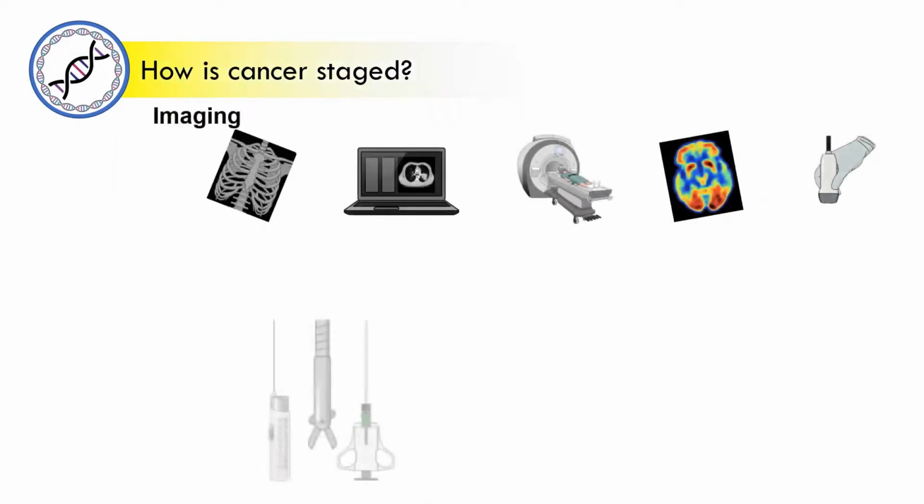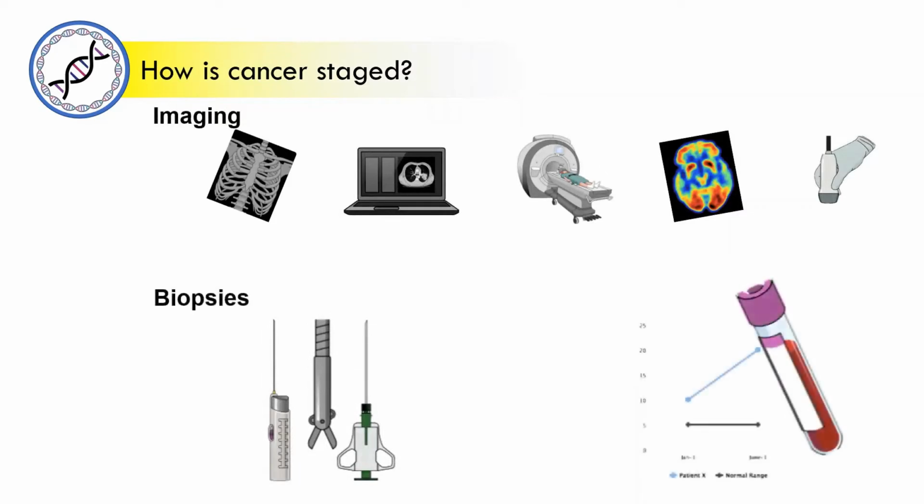How is cancer staged? Several different investigations can be used to help stage cancer depending on the type. These include imaging such as X-ray, CT, MRI, PET, and ultrasound scans. These help to assess the size of the tumor, the location, the structures involved, and size of metastasis or lymph node spread.